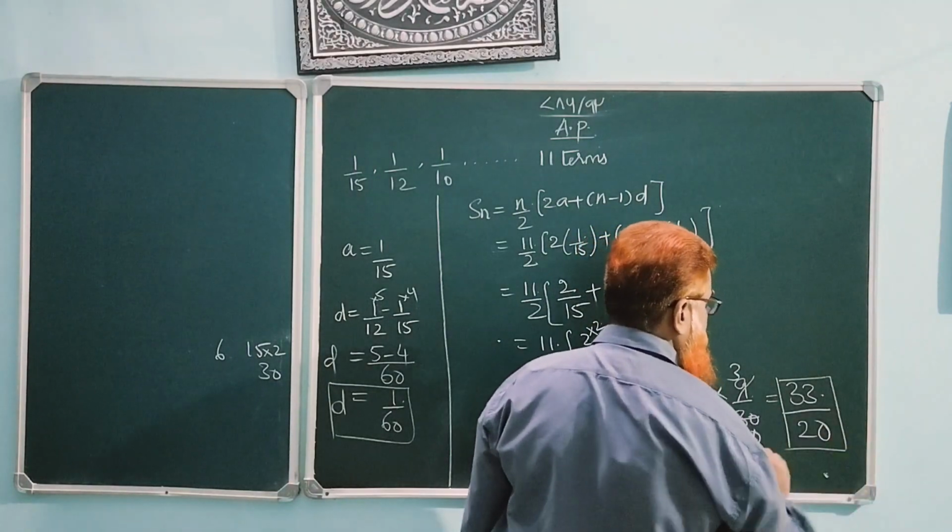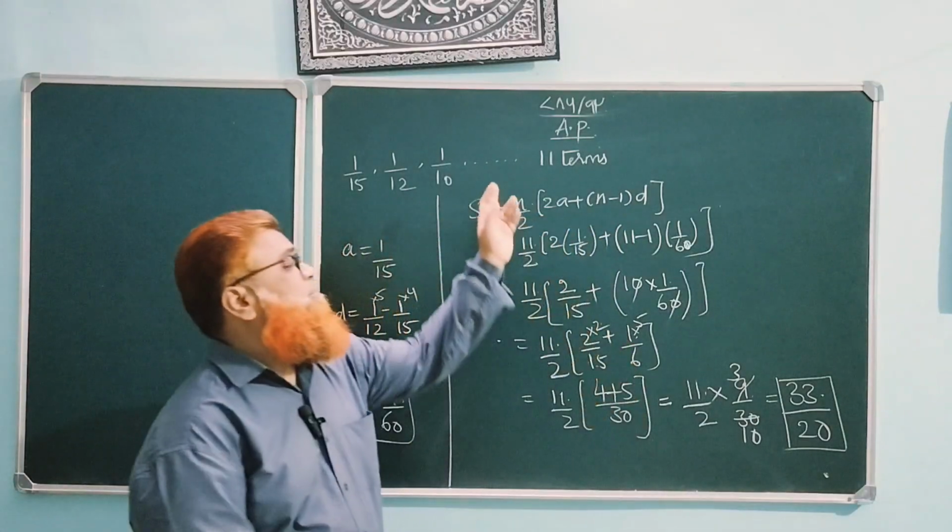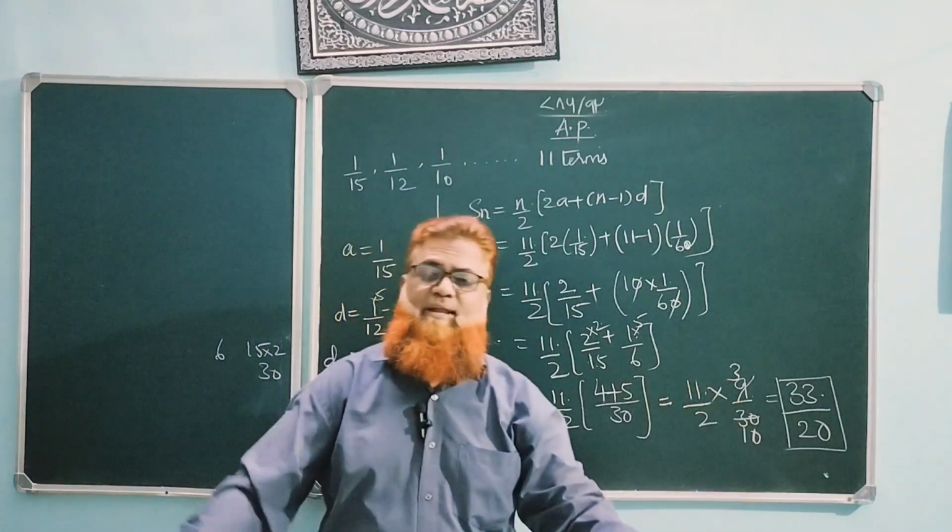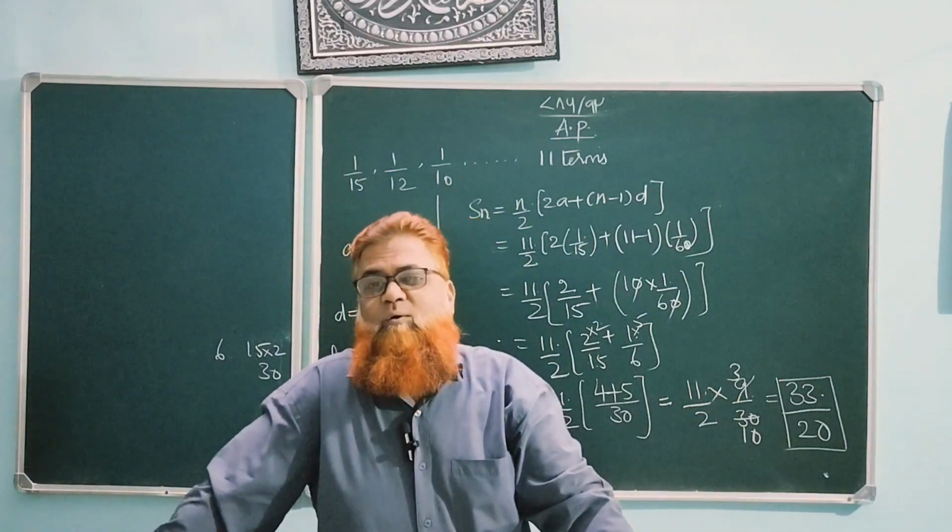So our answer for this given rational arithmetic progression is 11 terms. Sum to 11 terms of this AP is 33 by 20. Did you understand? Okay.